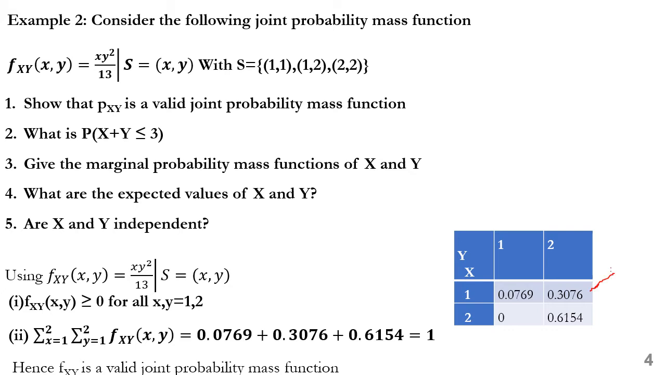In this particular table, x value is equal to 1 and y value is equal to 2, 2 squared is 4, divided by 13. So that is 4 by 13. So when x value is equal to 2, y value is equal to 2, that is this particular square, we have here 2 into 4 divided by 13, that is 8 by 13.